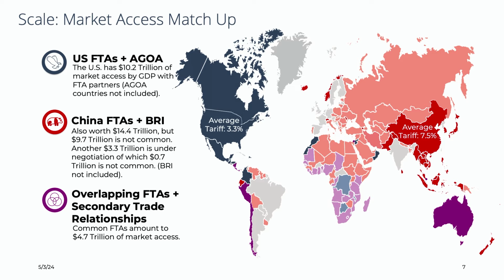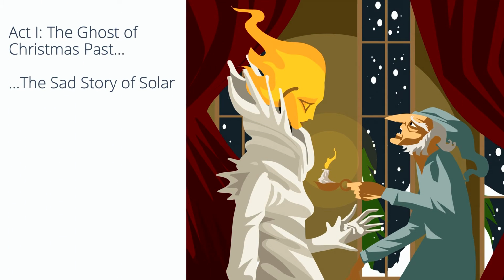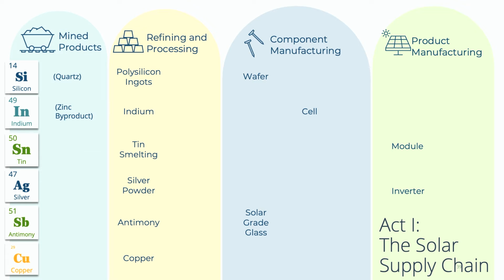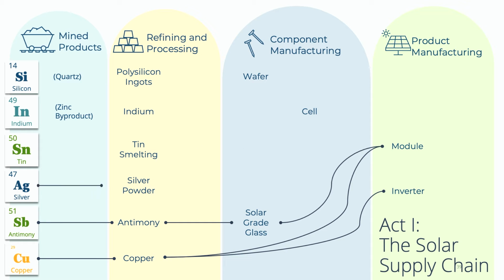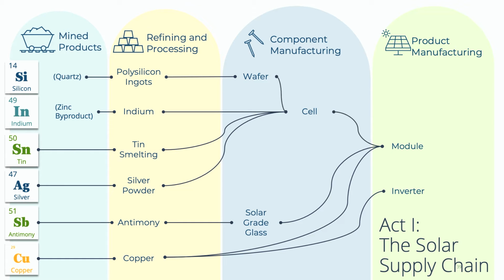Okay, so moving on to our specific case studies. Act 1, The Ghost of Christmas Past, the story of solar. Just a quick look at the solar supply chain. It has the four main components of most manufactured supply chains: mined products, refining and processing, component manufacturing, and product manufacturing. Key components include wafers, solar-grade glass, and cells, and final products include modules and inverters.